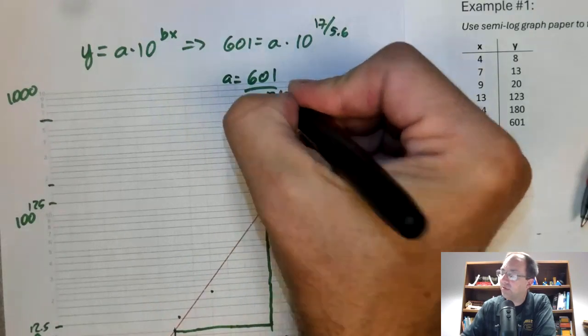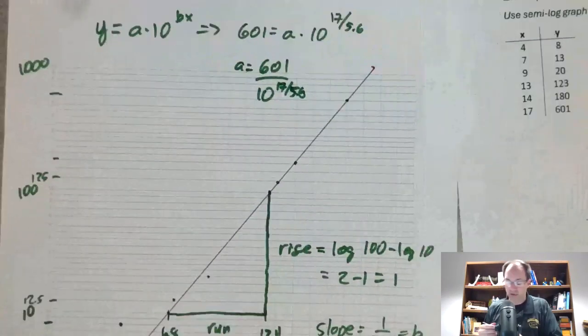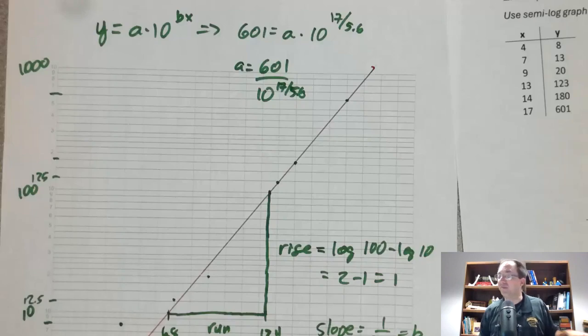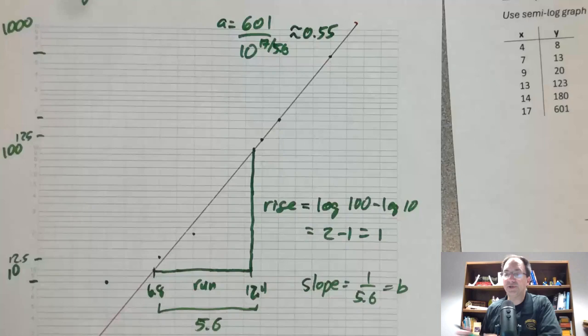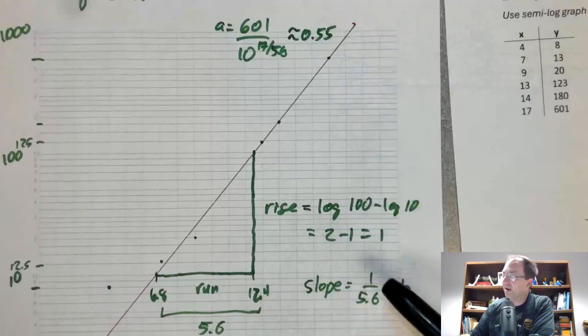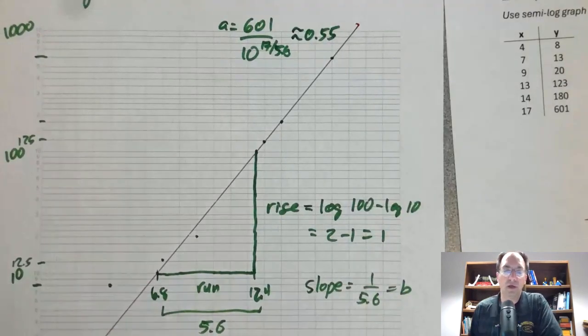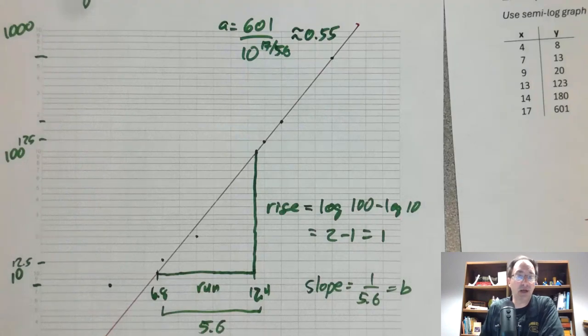You can do that with a calculator, or we can do that on Excel. And so I'm getting about 0.55. So there's our two coefficients that we need to deal with, 0.55 and 1 over 5.6. Now we can go back to Excel and see how that works out in reality.